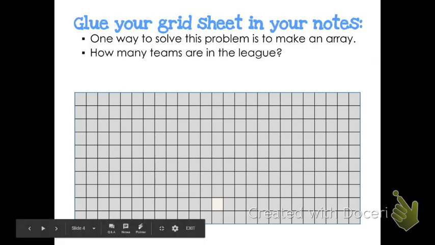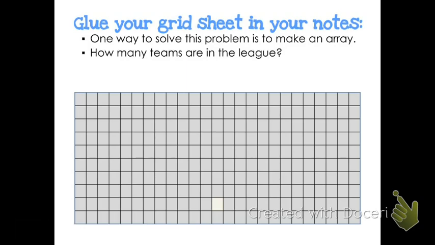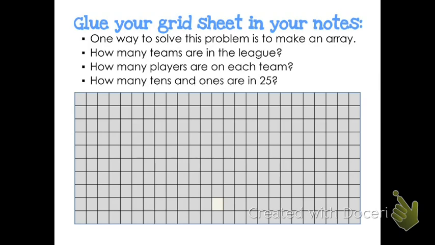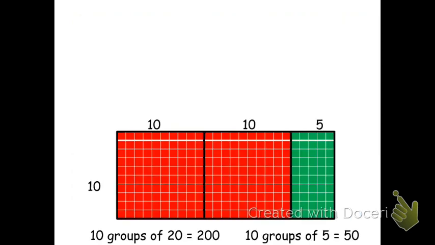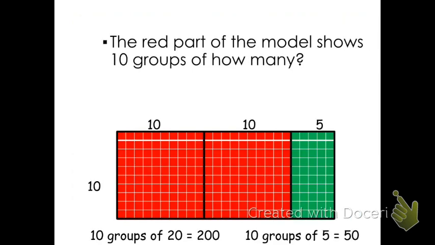Well, this is information I want you to write down in your notes as well, that there were 10 teams in the league and that there were 25 players on each team. Well, if we think about place value, how many 10s and 1s are in 25? When I look at the number 25, if I broke it apart, there are 5 1s and there's 2 groups of 10s. And I'm going to use that information to help me when I go to actually draw in my model.